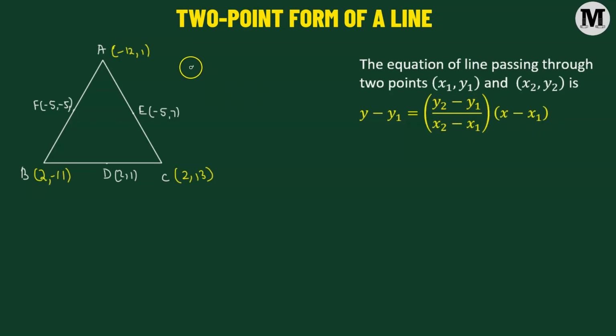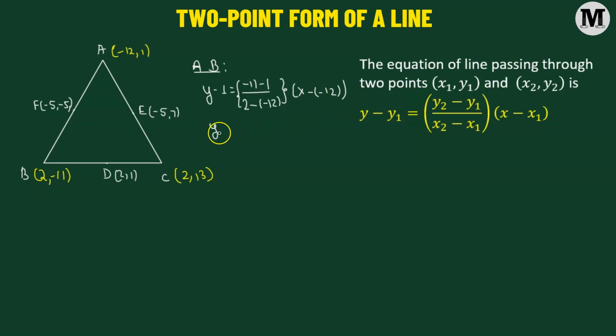So that means we can easily find out the equation of the side AB. All we need is the coordinates of the endpoints of A and B. So we have y minus y1. Let's suppose A corresponds to x1 comma y1. So y1 will be the y coordinate of the point A. So that's 1 equals to, now we need the difference of the y coordinates. So we'll do negative 11 minus 1, divided by 2 minus negative 12. This is the difference of the x coordinates. This will get multiplied by x minus x1. Since we considered A to be x1, y1, x1 will be negative 12. So we have x minus negative 12.